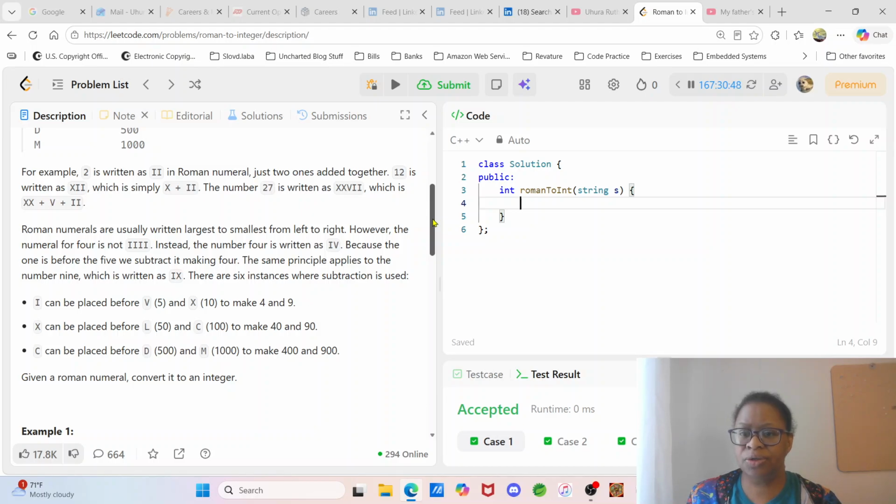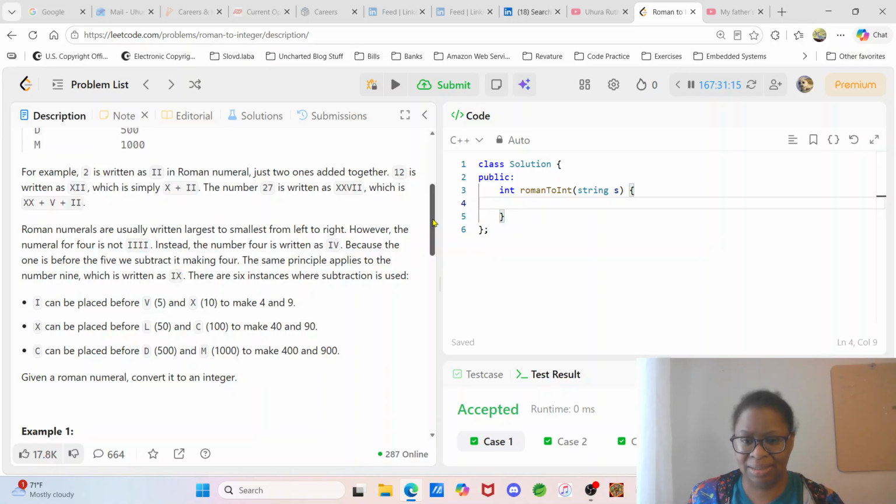Roman numerals are usually written largest to smallest from left to right. However, the number 4 is not written capital IIII. Instead, it's written as IV. Because 1 is before 5, we subtract it to make it 4. The same principle applies to number 9, which is written as IX.